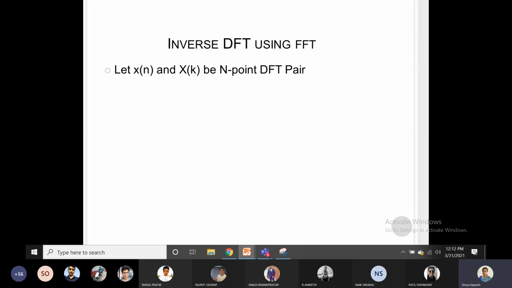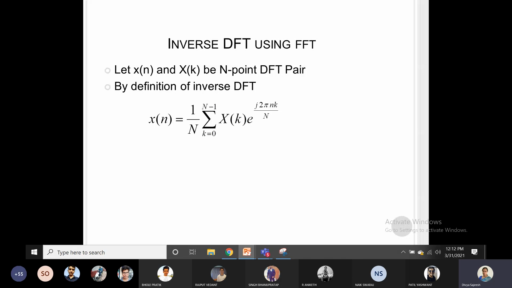So let us assume x of n and x of k be the N-point DFT pair. That means if I apply DFT to x of n, I will obtain x of k. So I need to now get x of n from x of k in the reverse order. So what is the formula by definition of inverse DFT? The formula is 1 upon N summation k equal to 0 to N minus 1 x of k e raised to j 2 pi nk by N. So this is the inverse DFT formula we learned earlier.